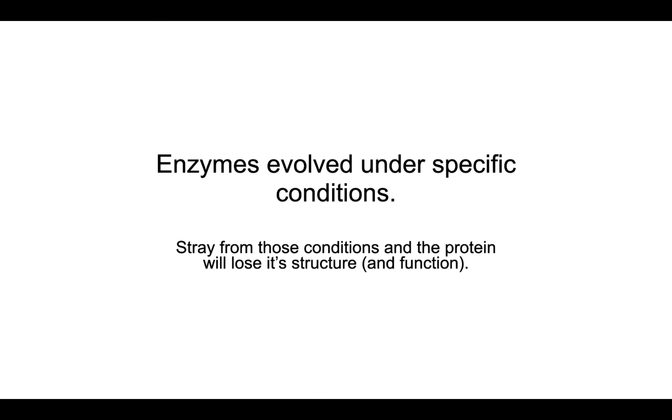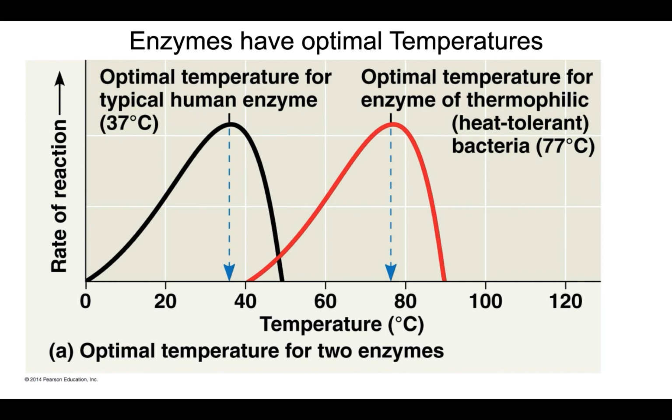Now, enzymes evolved under specific conditions: pH, ionic conditions, temperature, all kinds of things. If you stray away from those specific conditions, that protein will lose structure and eventually lose function. So let's take a look at some data here. On the y-axis, we've got the rate of a reaction. On the x-axis, we have our condition that we're messing around with, in this case, temperature.